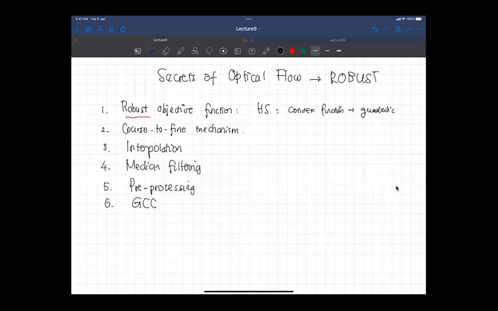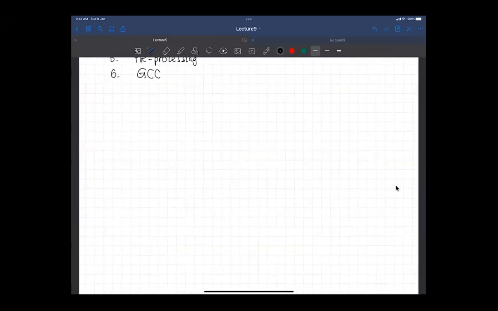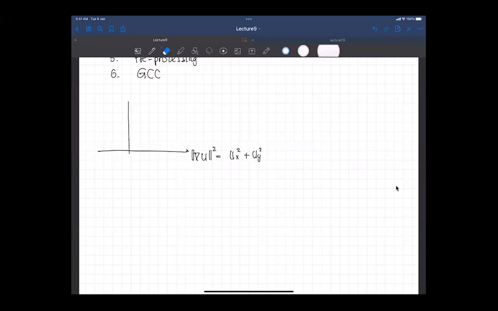Okay, so let's start with the robust objective function. As I mentioned, the traditional approach uses a quadratic function. So how does this quadratic function look? For example, for the smoothness constraint, you have nabla u. Remember nabla u? The magnitude squared is u_x squared plus u_y squared. So that's the degree of nabla u squared.